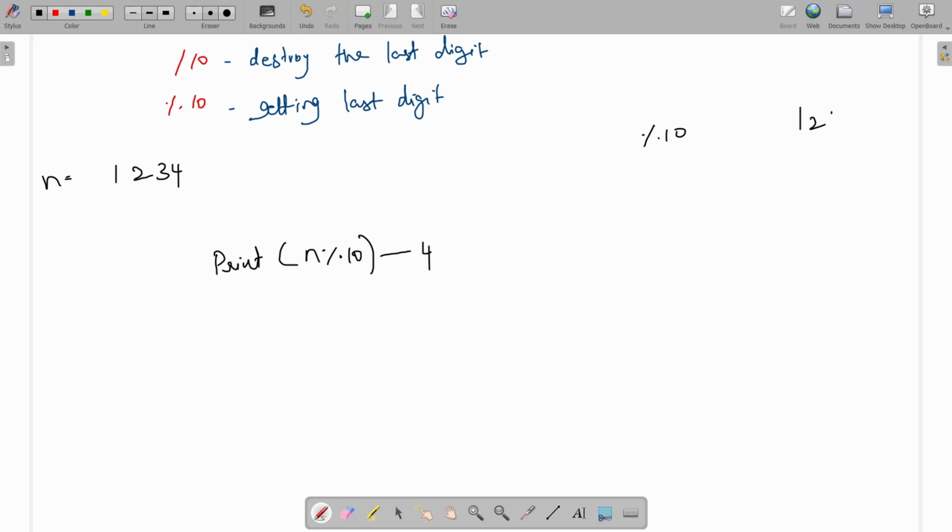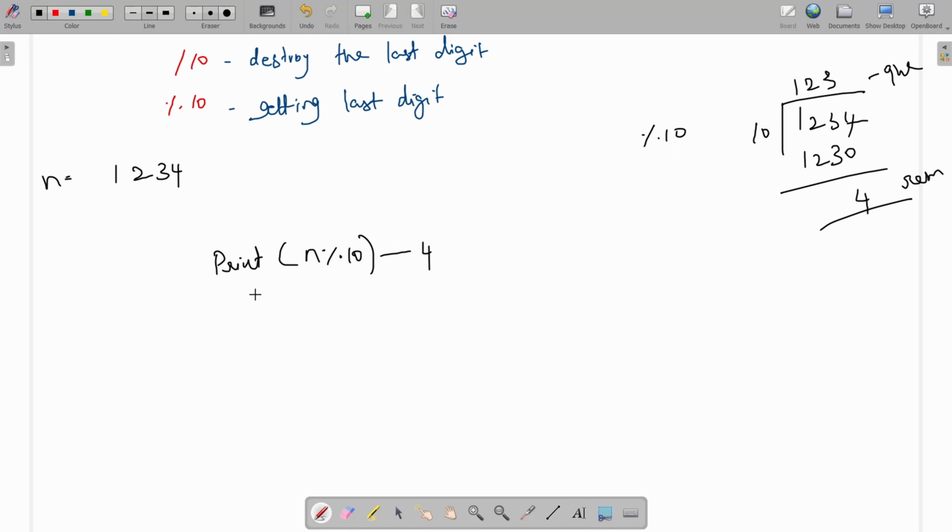How? See, 1234, I am going to divide it by 10. Divided means quotient. What is the quotient? 123. The remainder is 4. So this is your remainder, and this is your quotient. So modulo by 10 means you will get the last digit. My question is, yes, I have got the 4. Do you want to get this 4 again? Not really. So once I have got this 4, I am going to destroy the last digit. How is it possible? With the help of divided by 10.